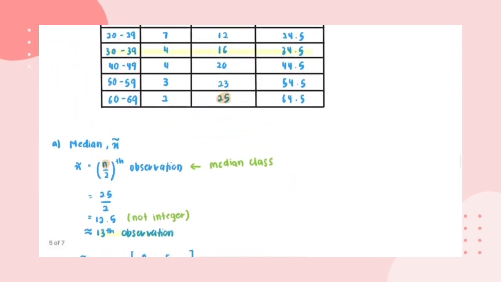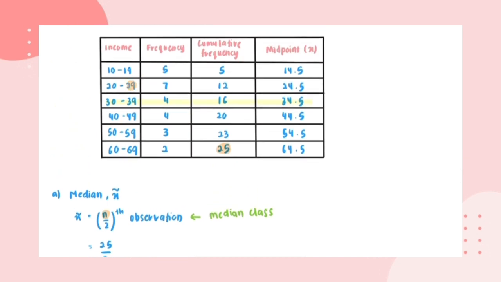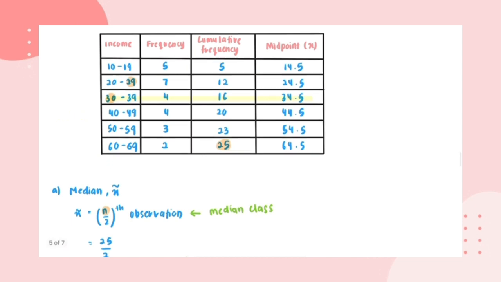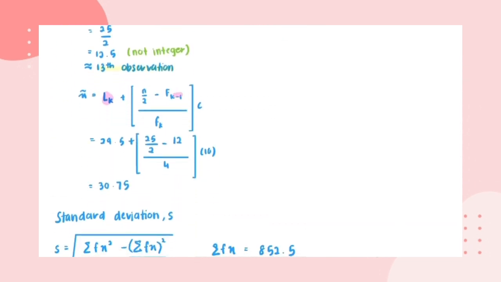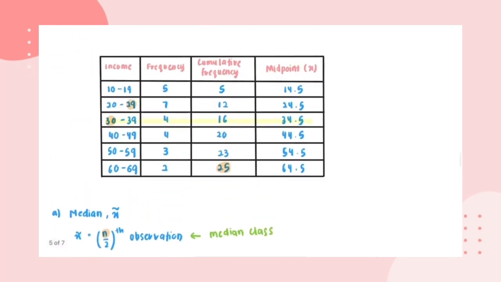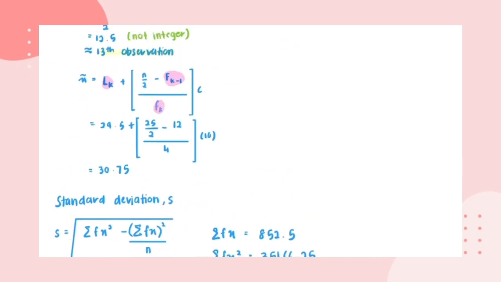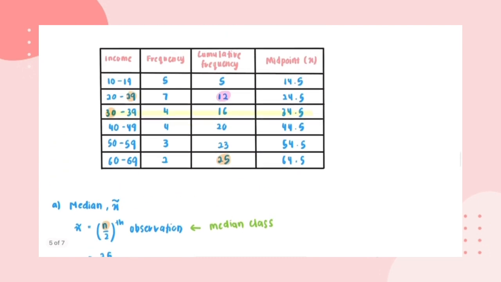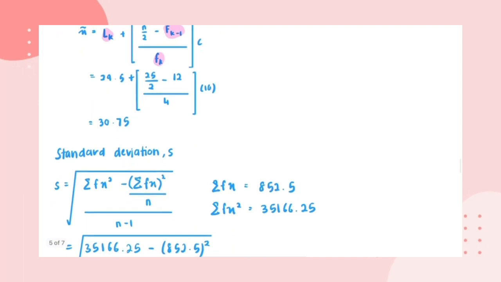LK is the lower class boundary. By referring to this table, we find it by adding 29 and 30 and dividing by 2, so the lower class boundary is 29.5. For Fk minus 1, which is the cumulative frequency before the median class, it is 12. And Fk is the frequency of the median class, so the frequency is 4. Now let's substitute the values into the formula and we will get the median is 30.75.